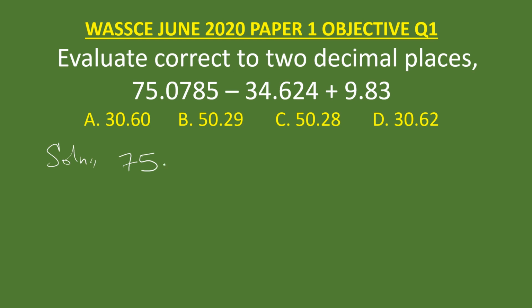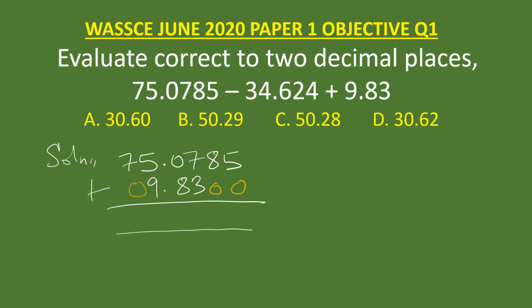Now let's add the positive sign first, plus 9.83. Remember, we have invisible zeros here, and also here. So we now have that 5 plus 0 is 5. 8 plus 0 is 8. 7 plus 3, 10. Write down 0, carry 1. Add 1 to this 8, making it 9. Put your point. 5 plus 9, 14. Plus 1, add it to 7, make it 8.